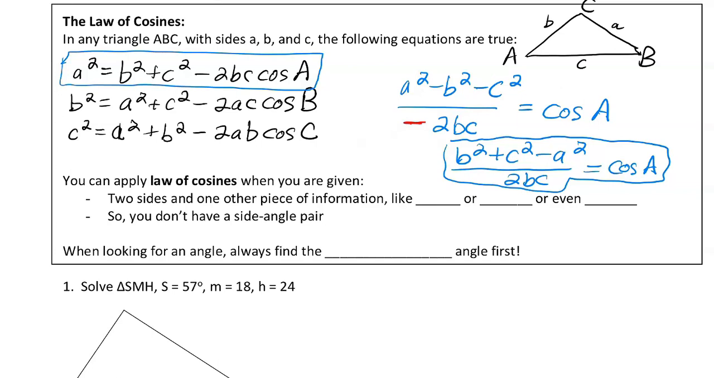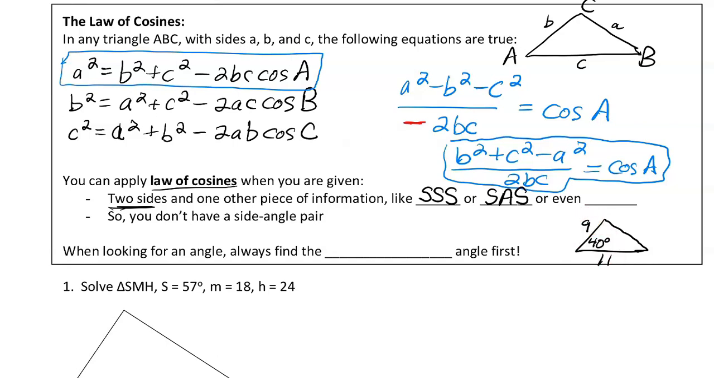When can you use this law of cosines? Well, you apply the law of cosines when you're given two sides and one other piece of information. Maybe you're given the third side, so you know all three sides. That would be a side, side, side situation. Or if you have a side, the included angle, and another side. So something like, you know that this is 9 and this is 11, and then this angle is 40 degrees. So that would be a side, the included angle between the two sides, and then that second side.